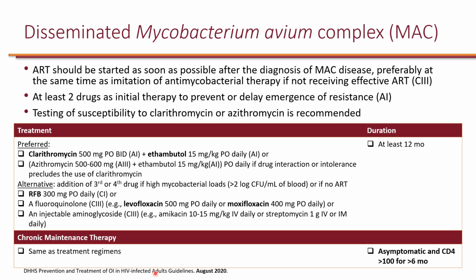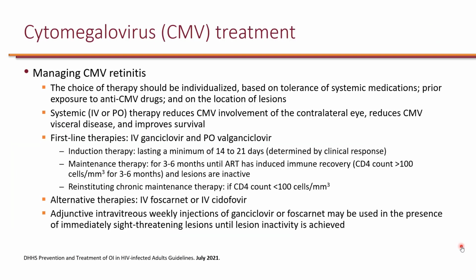And then once you finish treatment, you just continue for secondary prophylaxis, or you can call it chronic maintenance therapy, until not only the patient is asymptomatic, but you want to make sure the CD4 is greater than 100 for at least 6 months. Because retinitis is the most common CMV disease, we will focus on managing CMV retinitis.